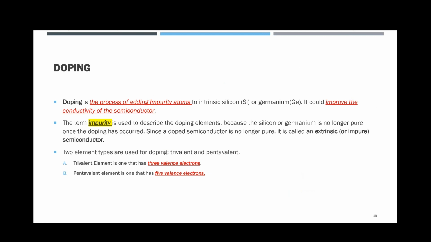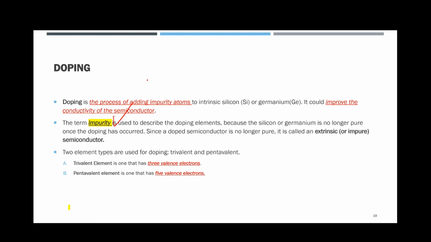Okay, the doping. What is doping? Doping is the process of adding impurity atoms to silicon and germanium, so that it could improve the conductivity of the semiconductor. After adding impurity atoms, the doping of silicon and germanium has increased conductivity. The term impurity is used to describe the doping elements because the silicon and germanium are no longer pure once the doping has occurred. Since the doped semiconductor is no longer pure, it is called an extrinsic, or impure, semiconductor.